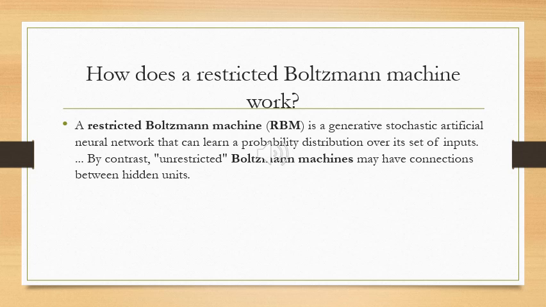How does a restricted Boltzmann machine work? A restricted Boltzmann machine is a generative artificial neural network that can learn probability distributions over a set of inputs. An unrestricted Boltzmann machine may have connections between the hidden units. As I said earlier, it has connections between the hidden units.